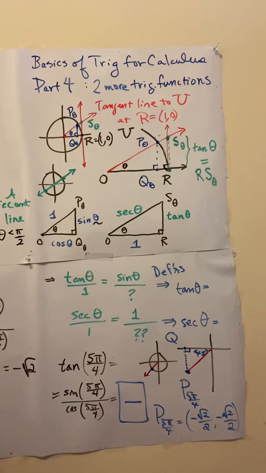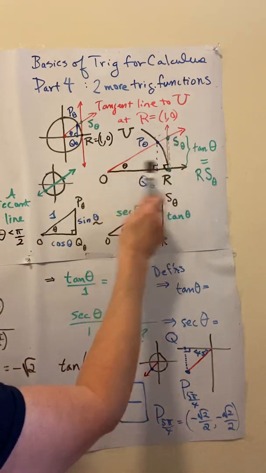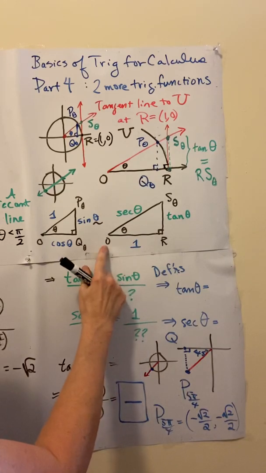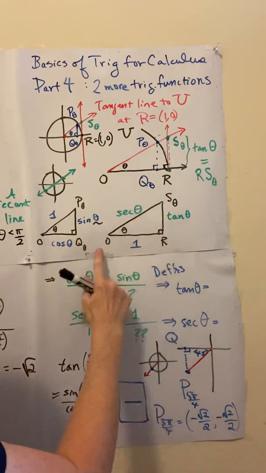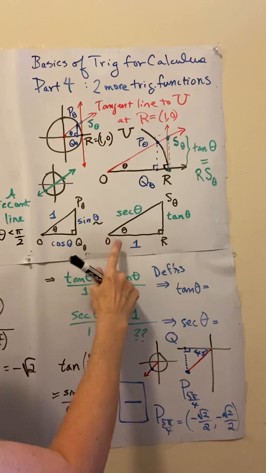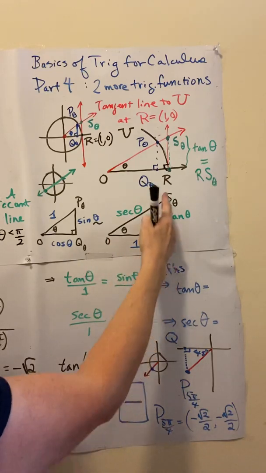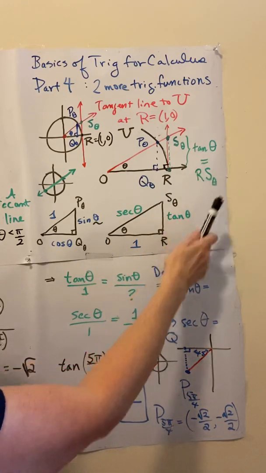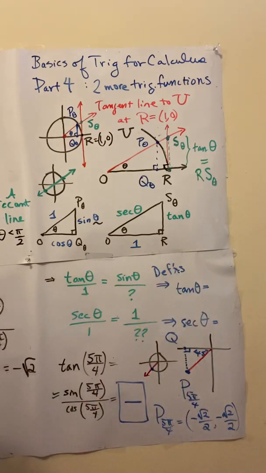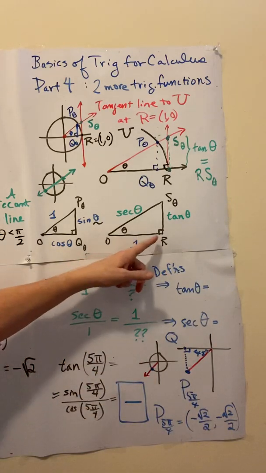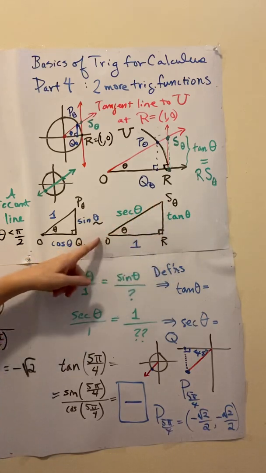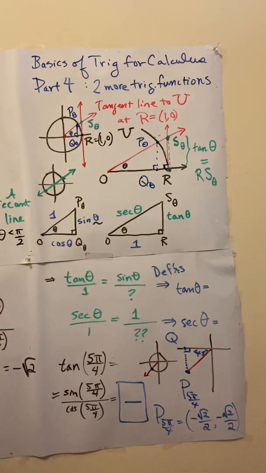The other triangle, OSR, which also shares theta at O, has this length from S theta to R, which we've defined to be the tangent of theta. And now here's some more etymological history: we call O to S the secant of theta.